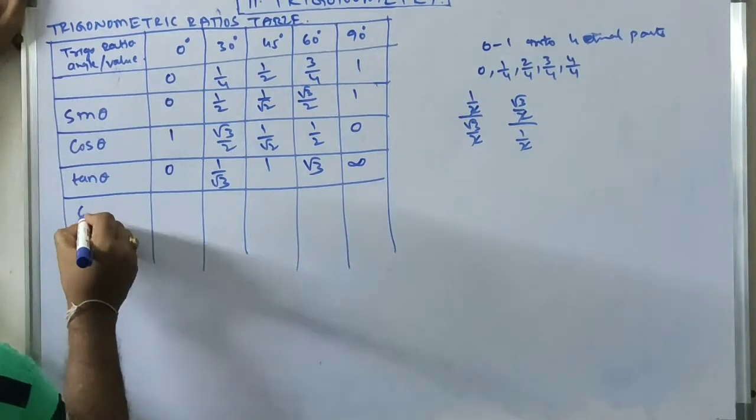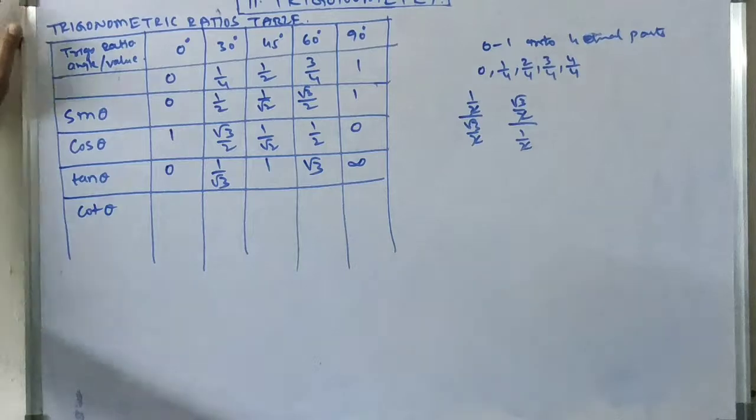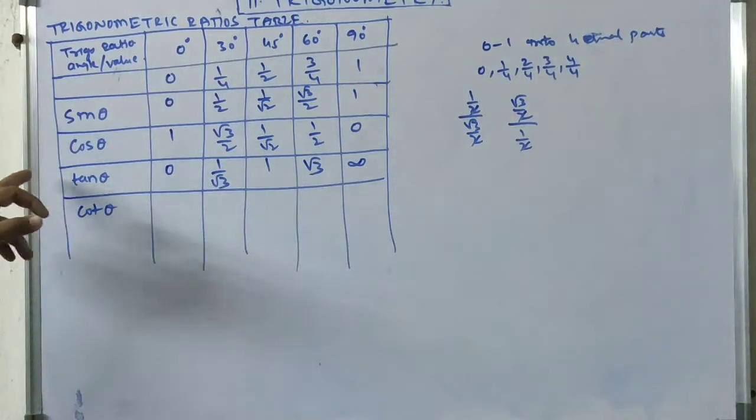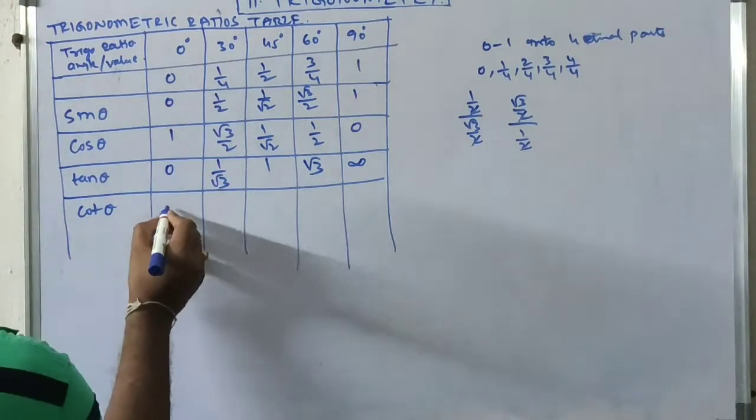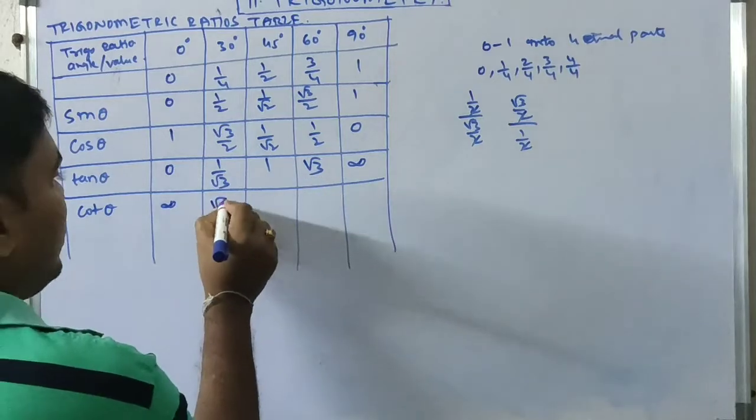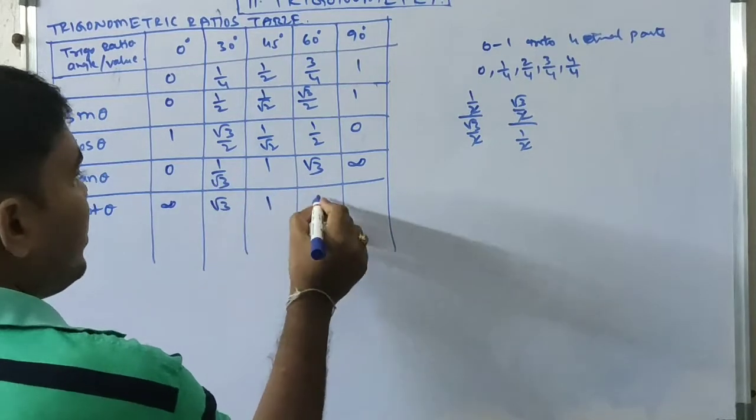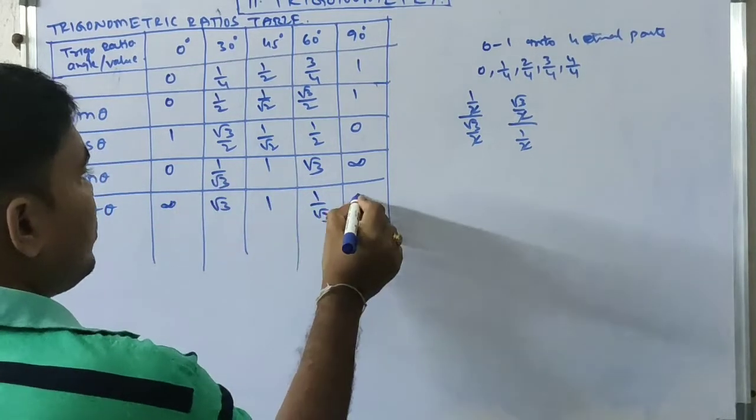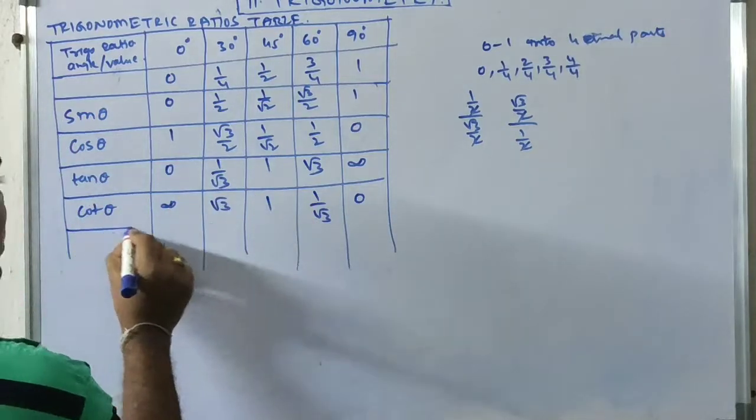Next we need to write cot theta. If we want cot theta, we write in this order. First infinity. Next root 3. Next 1. Next 1 by root 3. Next 0. So this is cot theta.